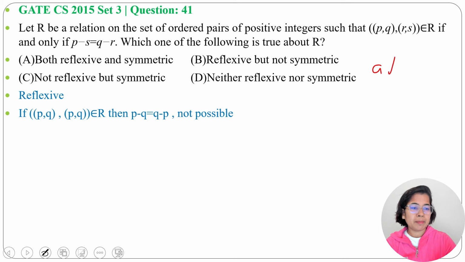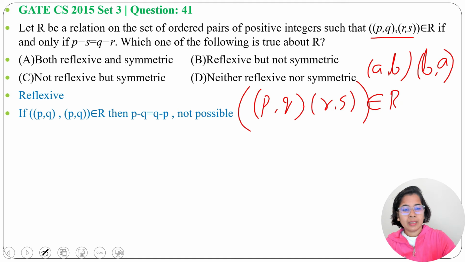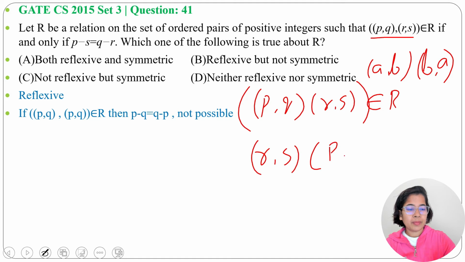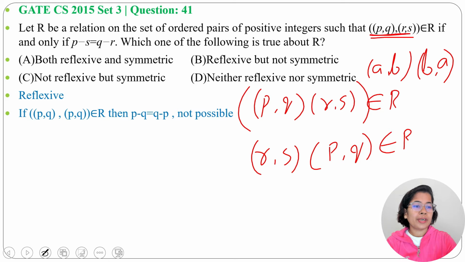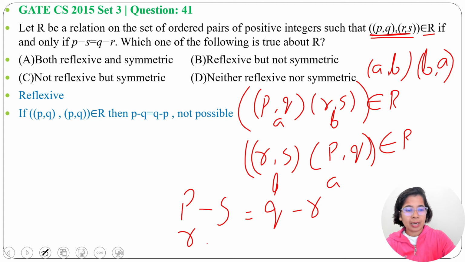Next I will check whether the relation is symmetric. Symmetric means if (A, B) belongs to the relation, then (B, A) must belong to the relation. Here two ordered pairs belong to the relation, so if (P, Q), (R, S) belongs to the relation, then (R, S), (P, Q) must belong to the relation. Just consider this as A and this as B. If (A, B) belongs to the relation, then (B, A) must belong to the relation. So (P, Q), (R, S) belongs to the relation if P minus S equals Q minus R, and (R, S), (P, Q) belongs to the relation if R minus Q equals S minus P.